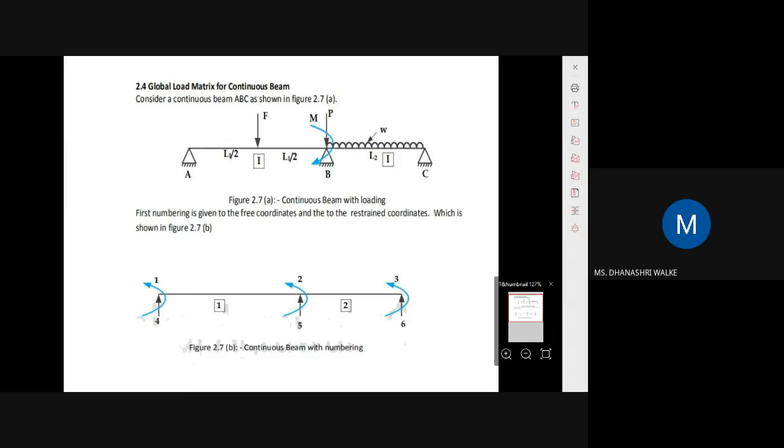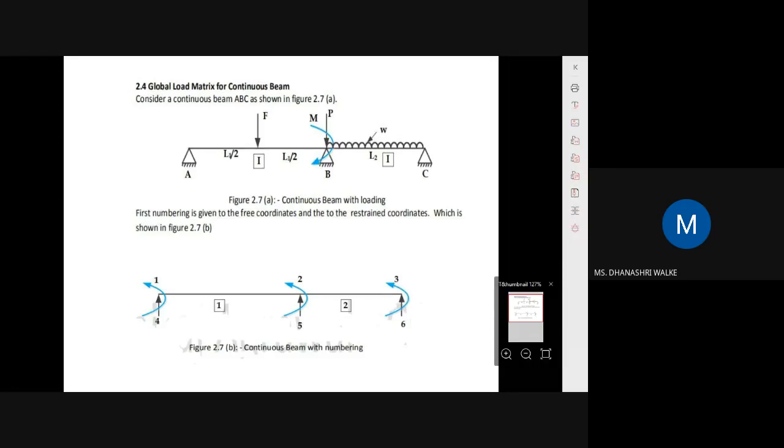structure and how to assemble the global load matrix for a continuous beam and the equivalent joint load matrix, because these two steps are new for you in the analysis of a continuous beam. The remaining steps will be as they are. So here we will see how to assemble the global load matrix.